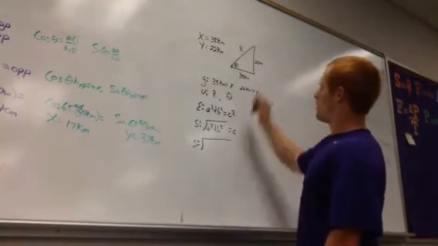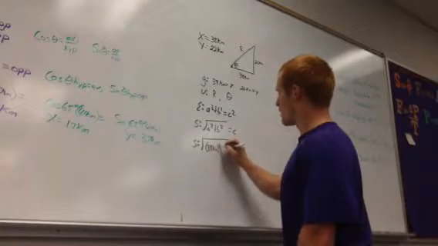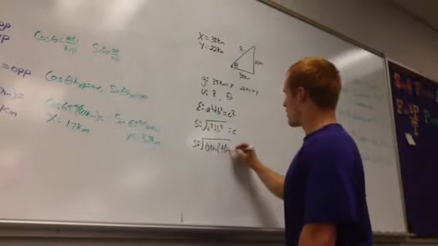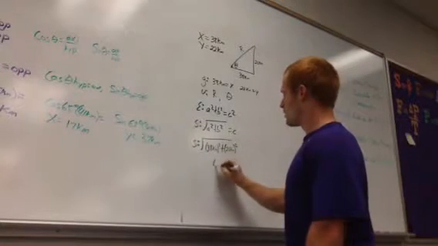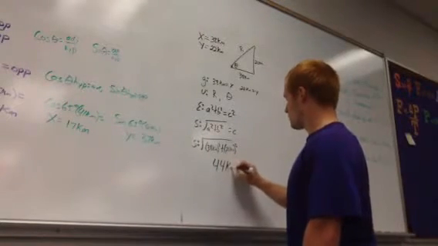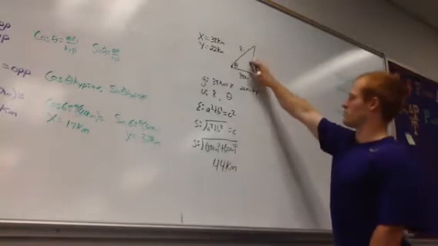It doesn't matter which one you use as a or b. 38 kilometers squared plus 22 kilometers squared. You're going to get 44 kilometers. So that is your hypotenuse, or resultant.